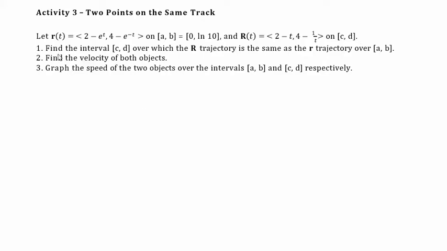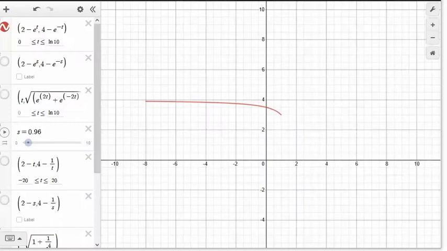So what we're trying to do in number 1 is find the interval [c, d] over which the capital R trajectory is the same as the little r trajectory over [a, b]. Just to get a feel for what's happening here, let's take a look at Desmos. Here I've got the equation for little r of t, and it's only defined between 0 and natural log 10, including. And we get this little piece right here.